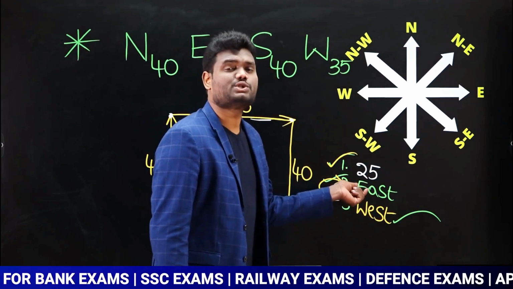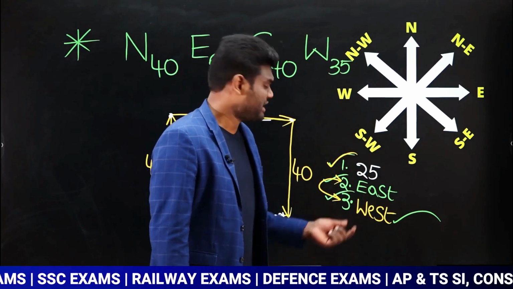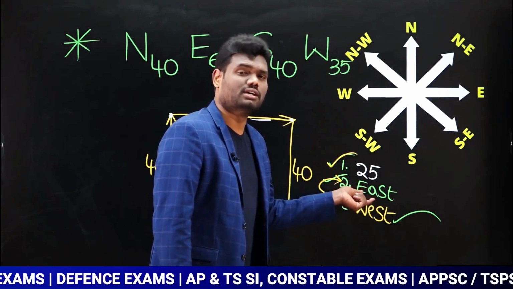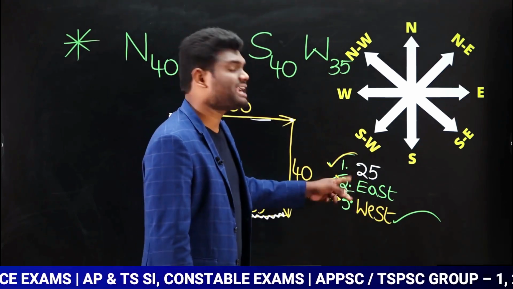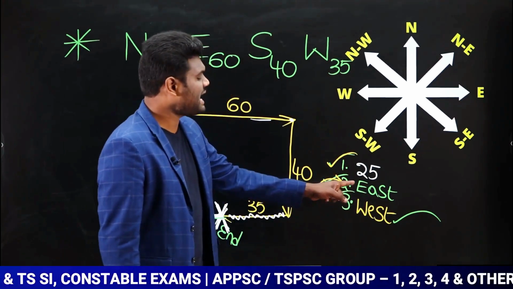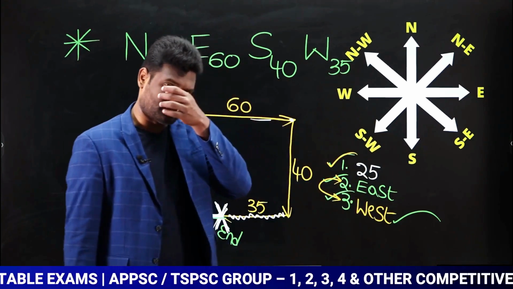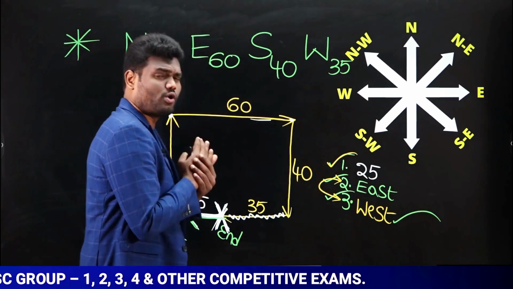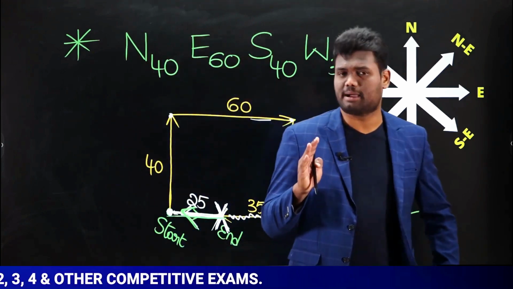If the second question's answer is west, the third question will be east. If the second is north, the third will be south. If the second is south, the third will be north, which means exactly the opposite. That is the reason we can say the exact opposite direction as the answer. Is that clear? Very, very important. This model you are going to get questions frequently in examinations.